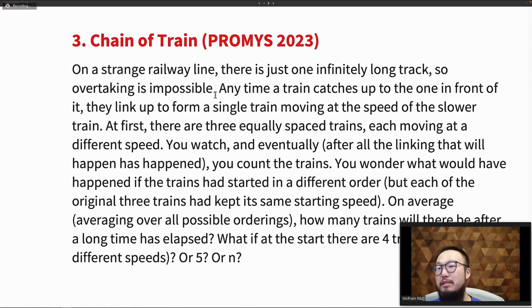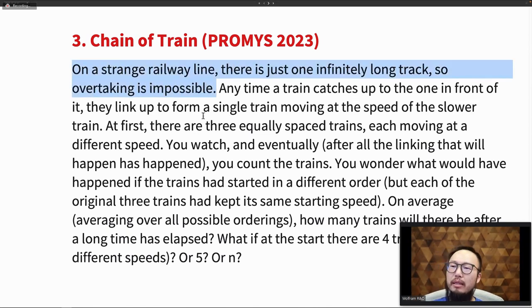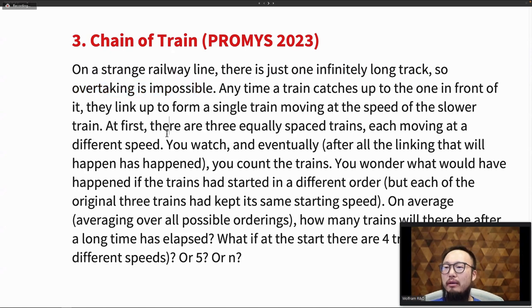So this problem basically asks you, you have a list of trains on the track, and there's no overtaking. For example, you have a slow train and a fast train moving from left to right. If the fast train is on the right and the slow train is on the left, everything travels to the right. You will have two chains of trains because the slow one will never catch up with the fast one.